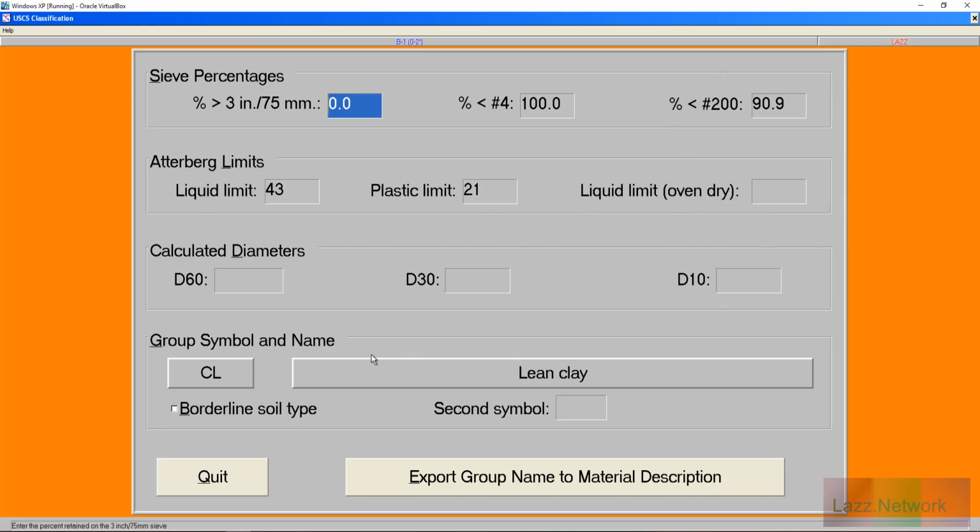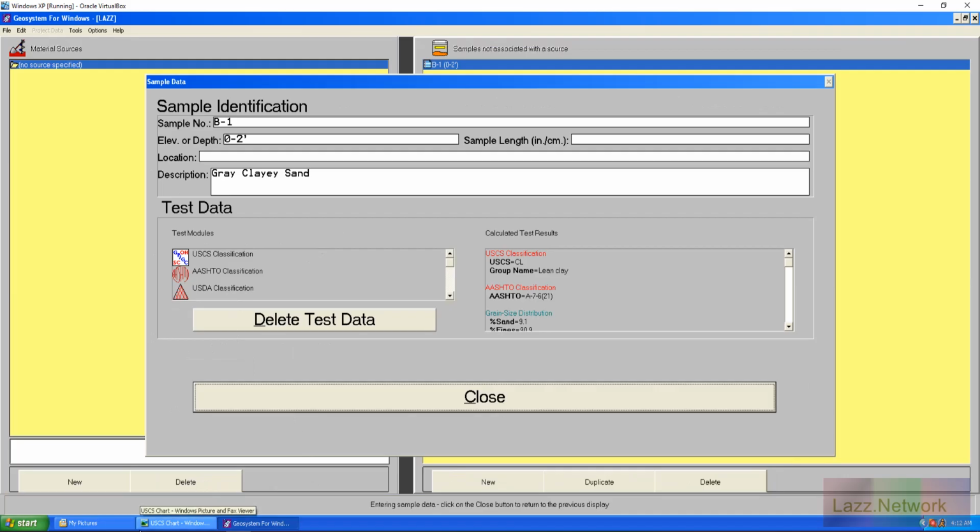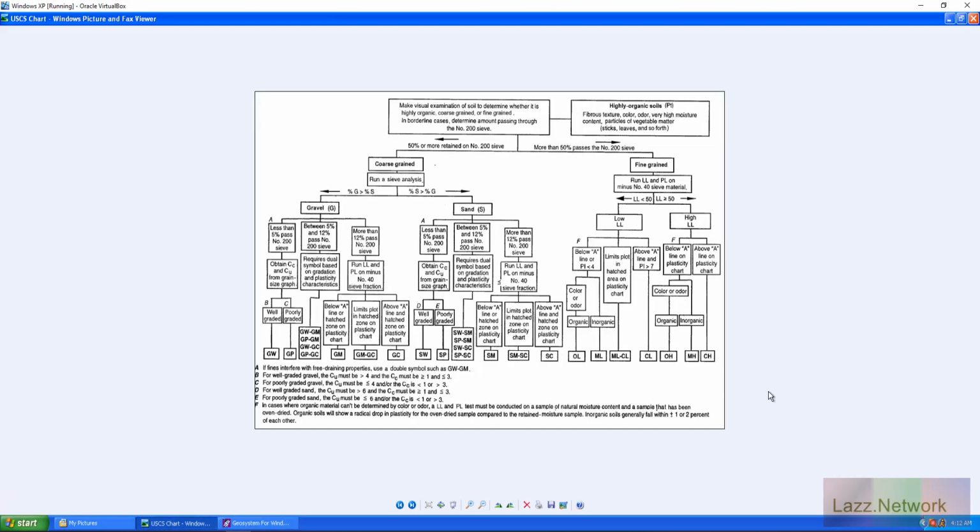These calculated diameters come from the actual sieve analysis. I'm surprised these didn't fill in, because we did input a sieve analysis. But as we can see, it's a CL. So if we look at our CL here, it's above the A line, and our plastic index is greater than 7.